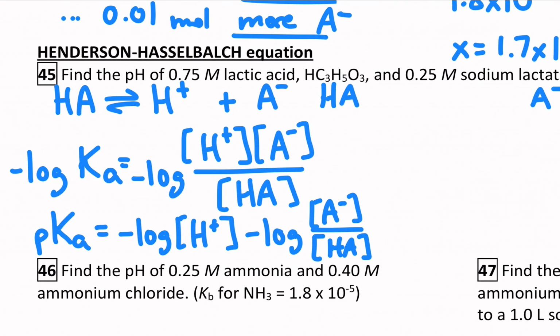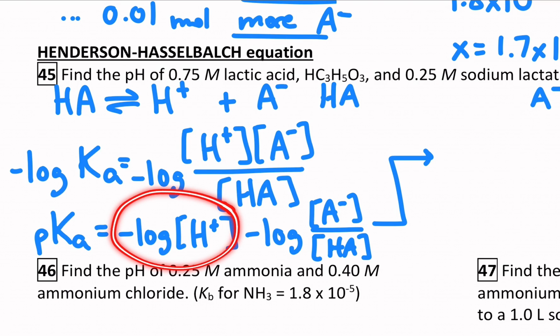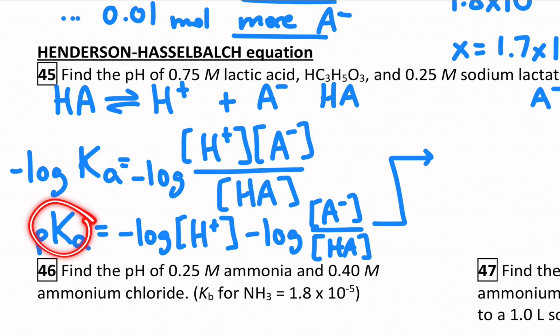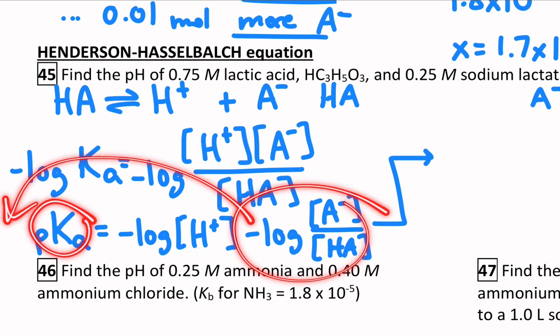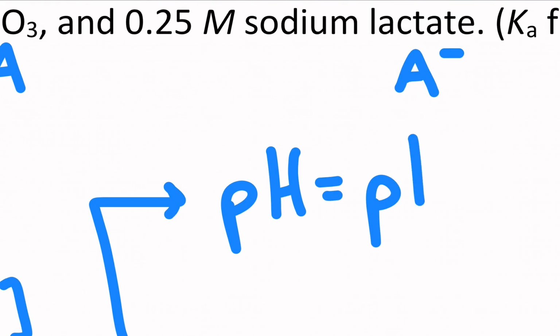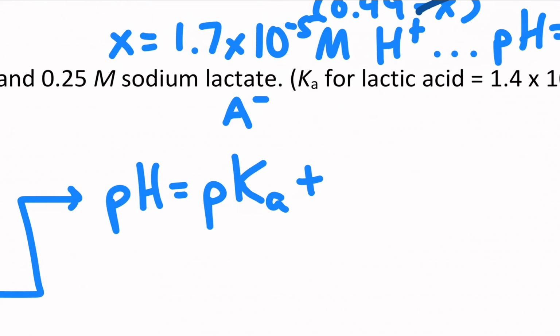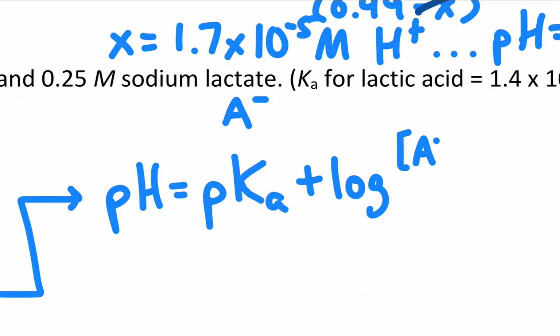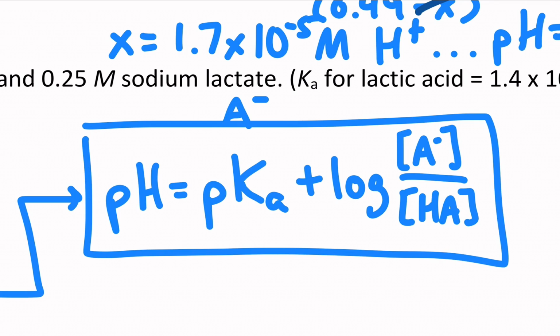And I'm simply going to rearrange that equation and solve for the negative logarithm of H plus. The negative logarithm of H plus, that's also known as pH. So pH is equal to pKa, and then let's move this term to the other side, and then you get the following equation. pH is equal to pKa plus the logarithm of the concentration of the base over the acid in the conjugate pair. This is the Henderson-Hasselbalch equation.